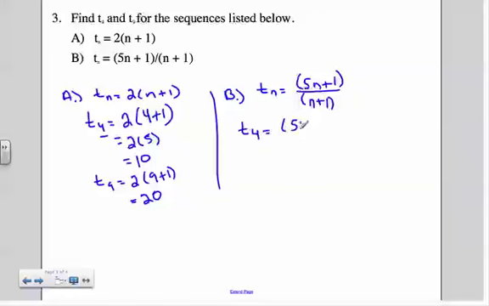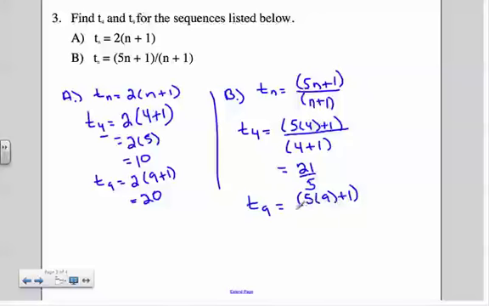But now for T4, the top is going to be 5 times 4 plus 1, and the bottom is going to be 4 plus 1. So that's going to give me 21 over 5, which is in lowest terms, so I leave it like that. There's nothing wrong with fractional answers. The ninth term is going to be 5 times 9 plus 1 on the top, and 9 plus 1 on the bottom, which after I do the math gives me 46 over 10. And I can reduce that into lowest terms by dividing the top and bottom by 2 to get 23 over 5.